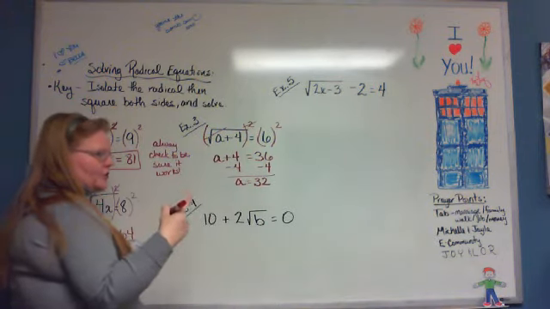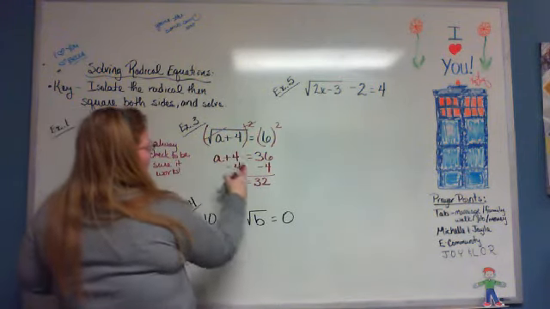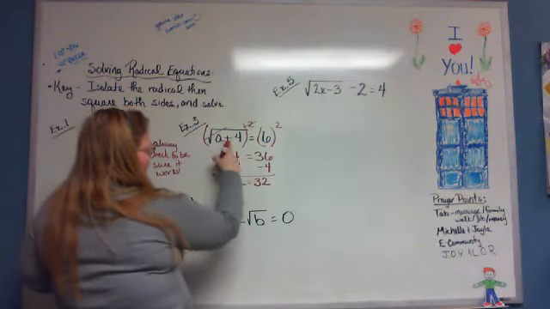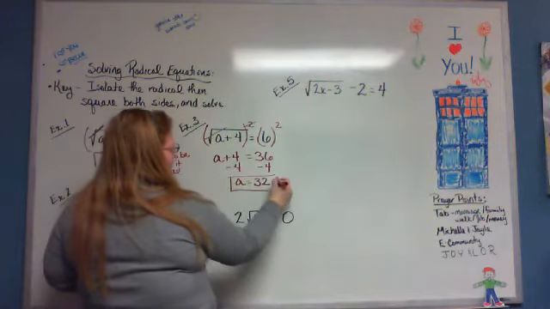Don't just assume that it's correct. Plug it back in. So 32 plus 4 is 36. The square root of 36 really is 6. So this is good.